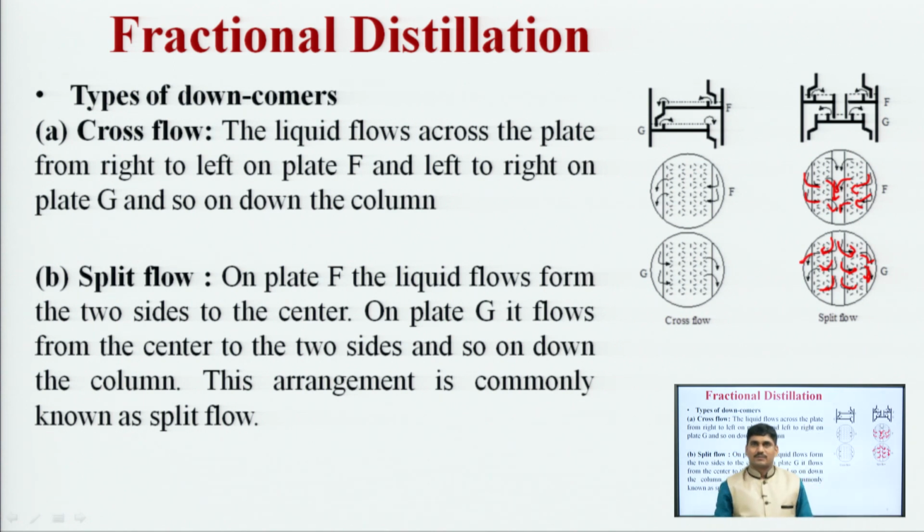Okay. So, on plate F the liquid flows from two sides to the center, as I have explained, and on plate G it flows from the center to two sides, and so on, the movement is going on. So, this type of arrangement is called split flow.